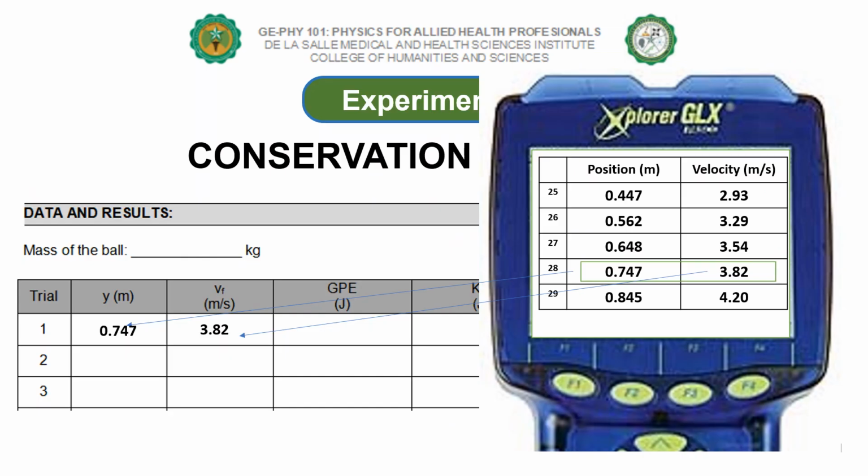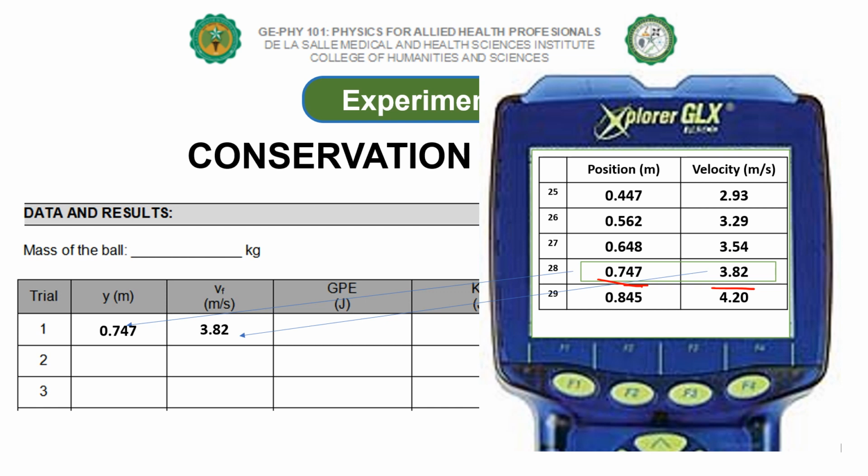Okay, assuming after performing the first trial, we have this data. On the GLX, we see here that the position is 0.447, which corresponds to a velocity of 2.93. But in this case, I'll be using these values: the position is 0.747 and the velocity is 3.82.